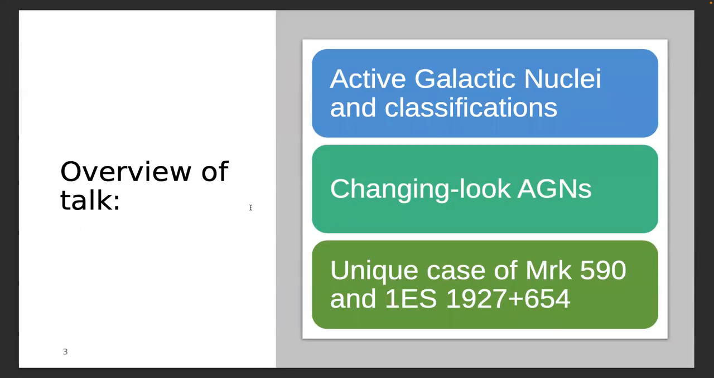So first I'm going to talk about active galactic nuclei, what those things are and their classifications. Then I'll talk about changing look AGNs, the rare subclass, as I mentioned before. And then I'll talk about two specific cases that are really interesting and don't quite follow the idea that we have of changing look AGNs, and why they are so unique. These are the two sources, Markarian 590 and 1ES 1927+654.